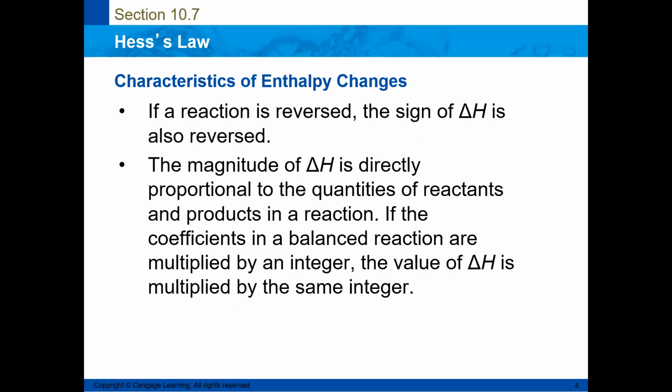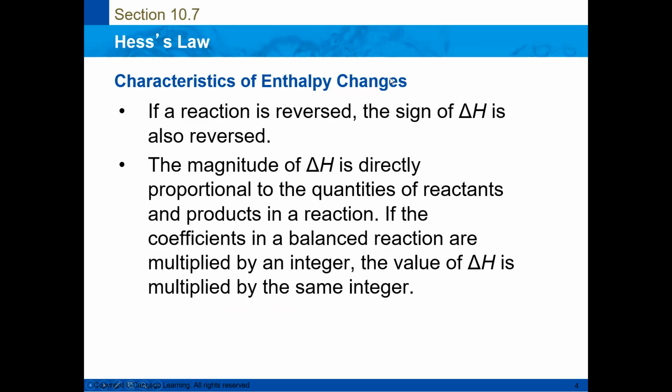Okay, so let's see one. If a reaction is reversed, then the sign of delta H is also reversed. Got that? So if you have a different reaction, then you have to flip it, and that reaction is going to end up being negative. If the magnitude of delta H is directly proportional to the quantities of reactants and products, then the coefficients should be able to balance all of that too.